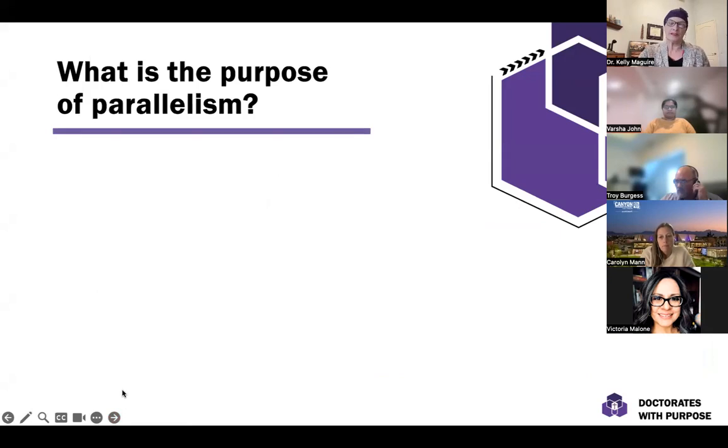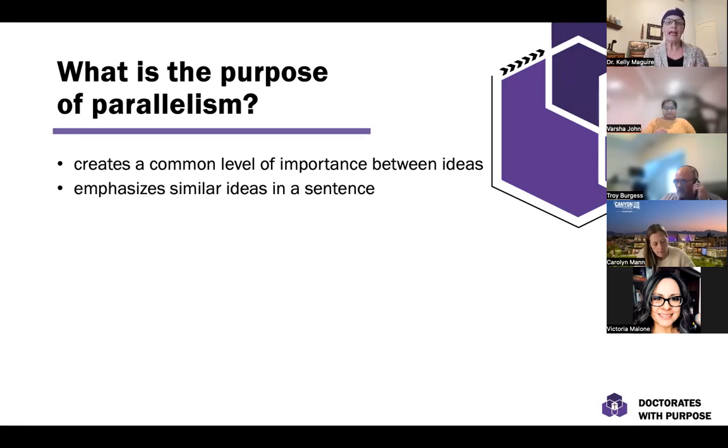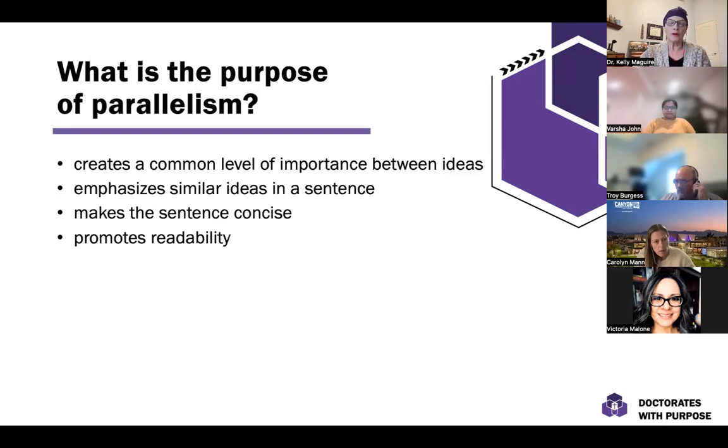So what's the purpose of parallelism? 1, it creates a common level of importance between ideas. 2, it emphasizes similar ideas in a sentence. 3, it helps to make the sentence concise. And 4, it promotes readability.